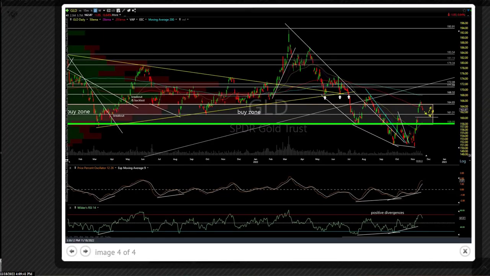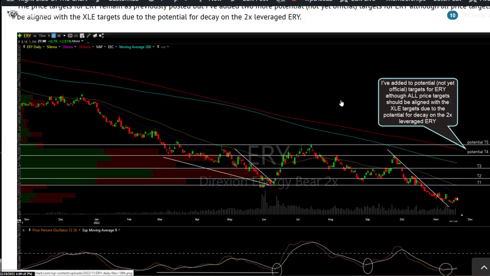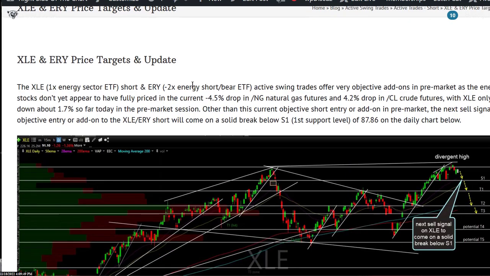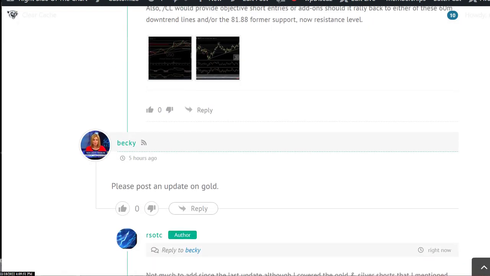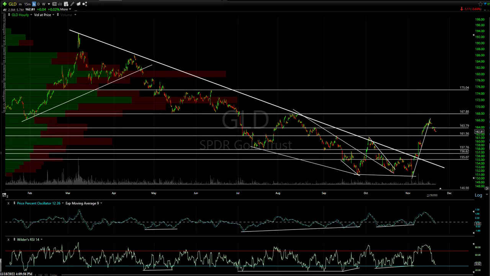And then here, let me go to the live chart. And again, you can reference these posts. This was under this post here, XLE and ERY price target updates from this morning. But let me give you that gold chart real quick, and then we'll look at the dollar, and that all plays in, and then I'll get to Treasury bonds because I had a question there as well.